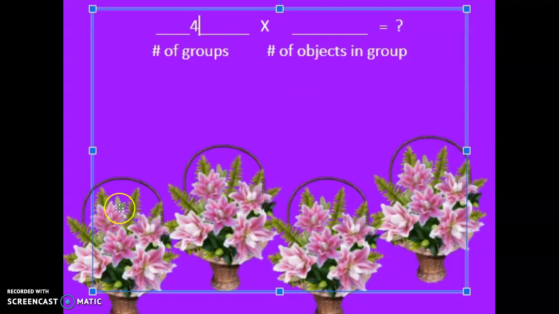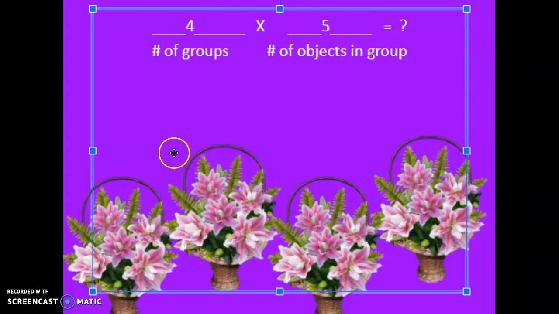And then I'm going to count how many flowers are in each, because that's how many objects are inside the group. So I'm going to just look at the flowers only. And I'm going to count 1, 2, 3, 4, 5. So there's 5 objects in each group.